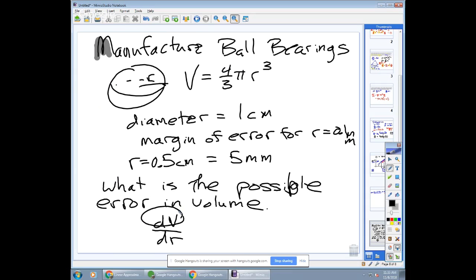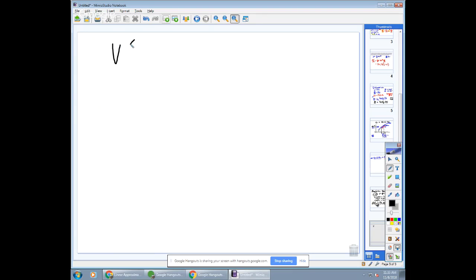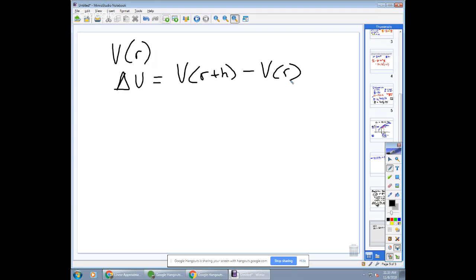And mostly what I care about is the dV part, change in volume. So a couple different ways to look at it. First, I know that volume is a function of R, so the actual change in volume is going to be the volume at my error, so R plus H, minus the volume at the actual radius. So for this particular one, that would be the volume at 5.1 centimeters versus the volume at 5 centimeters.